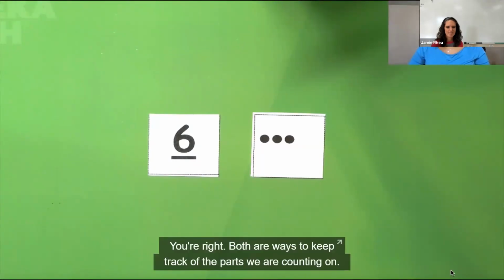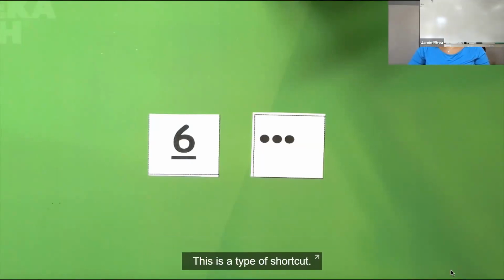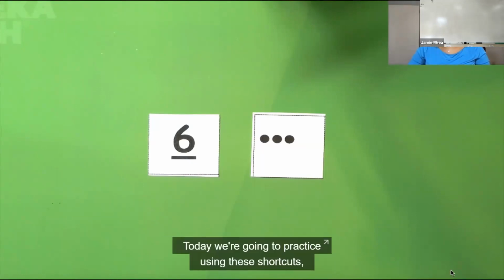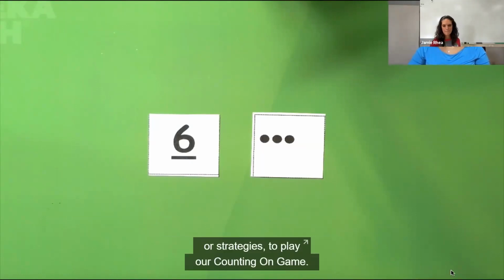You're right. Both are ways to keep track of the part we are counting on. This is a type of shortcut. It is a fast or efficient strategy. Today, we're going to practice using these shortcuts or strategies to play a counting on game. I like to think of these shortcuts or strategies as kind of like cheat codes when you're playing this game. So let's use our cheat codes today.